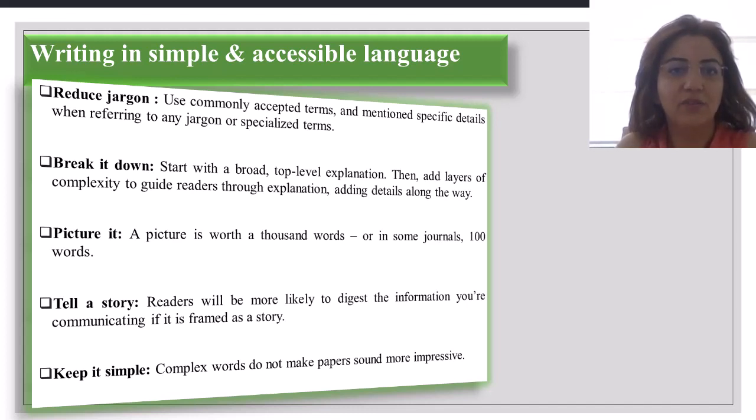Here are some helpful tips around what to do and what not to do. A research article is written for the entire scientific community. Make sure that it uses commonly accepted terms and mention specific details when referring to any jargon or specialized terms. Many scientific concepts are abstract, intangible, and multifaceted. Consider breaking these down into layers of complexity.